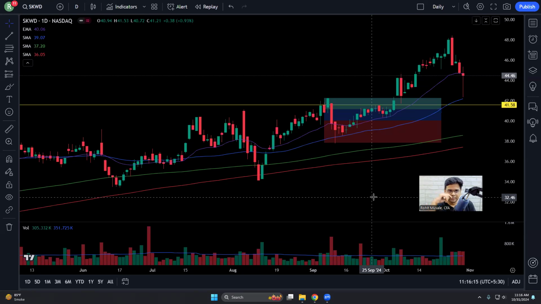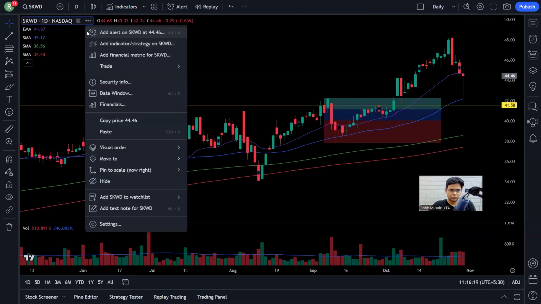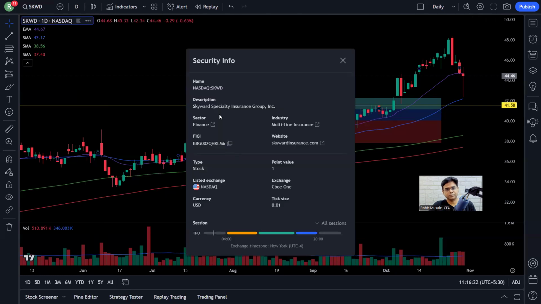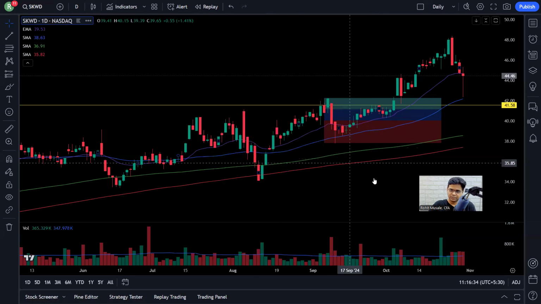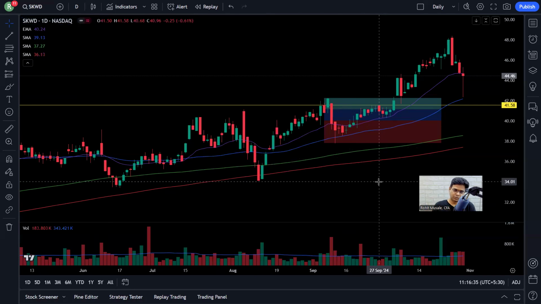So this is a trade that she took. This is SKWD, a stock that is traded in the NASDAQ, Skyward Specialty Insurance Group. This is from the multi-line insurance company. Sector is finance. Okay, so let us discuss where she bought the stock.